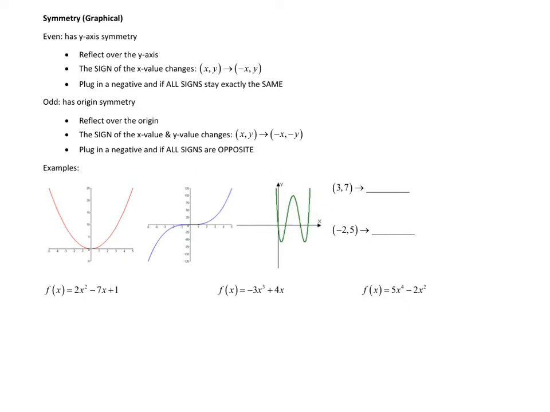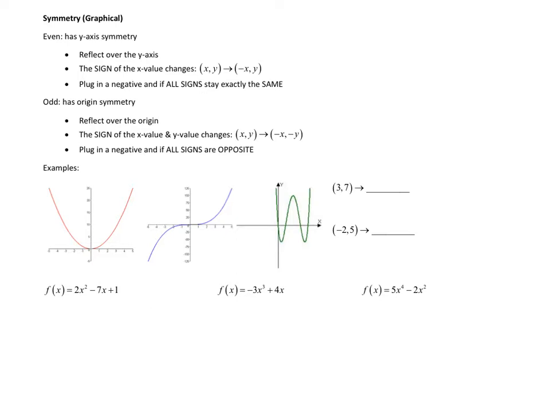Now, I agree there's other types of symmetry. There's other types of graphical symmetry, but we're going to look at just these two types. So if it's not one of these two, then we're going to say it has neither. Not that it doesn't have any type, it's just neither of these two. Okay, so even, odd, or neither is going to be our options.